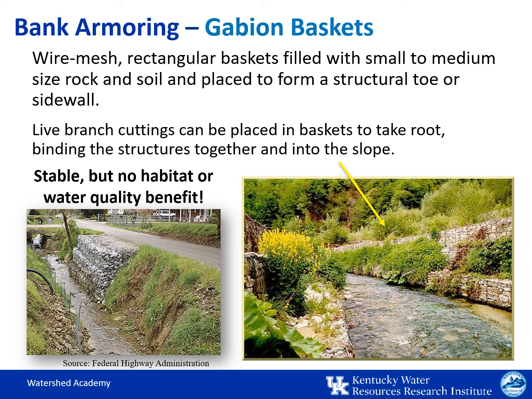Another technique that's a little bit better than the riprap in some cases is the use of gabion baskets. These take those similar stones and they are enmeshed in wire rectangular baskets that help form the structures on the wall. And I say these are a little bit better because you can introduce live branch cuttings in place and allow them to take root, and that allows some habitat, not very good habitat, but some habitat benefit in these structures.